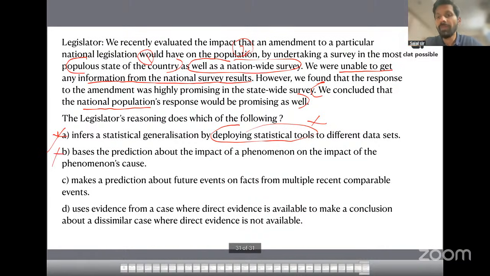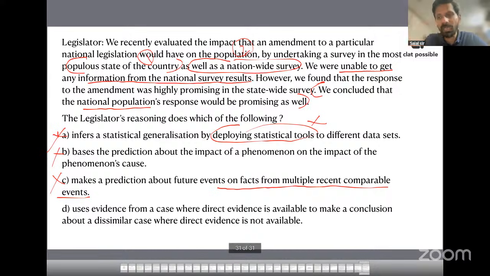C: Makes a prediction about future events on facts from multiple recent comparable events. No, he's not doing this. Is he doing this on facts from multiple recent comparable events? C is out.